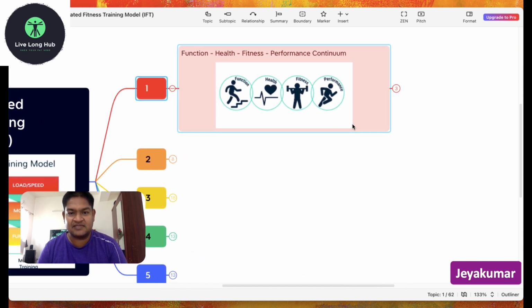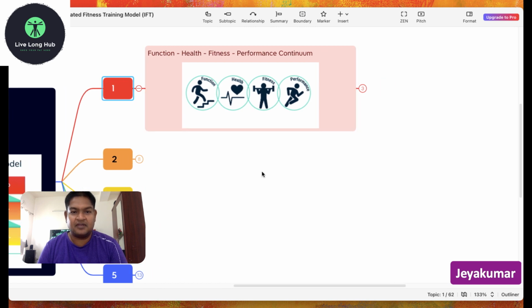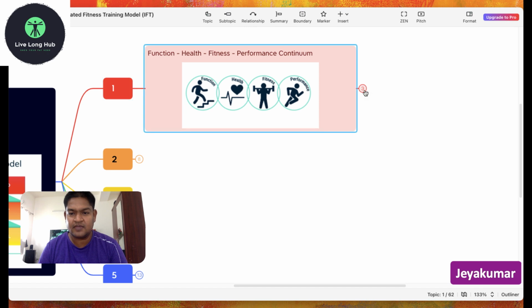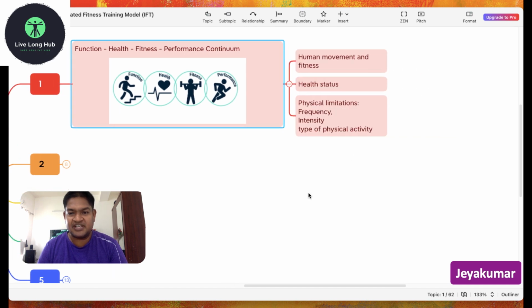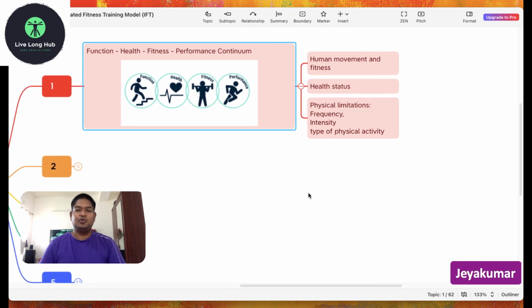First, let's start with the function, health, fitness, performance continuum. Basically, human movement and fitness progress or regress across this continuum, starting from establishing or developing the functional movements, which we do in our daily activities, to the highly complex movement and physical work that is done in athletics.